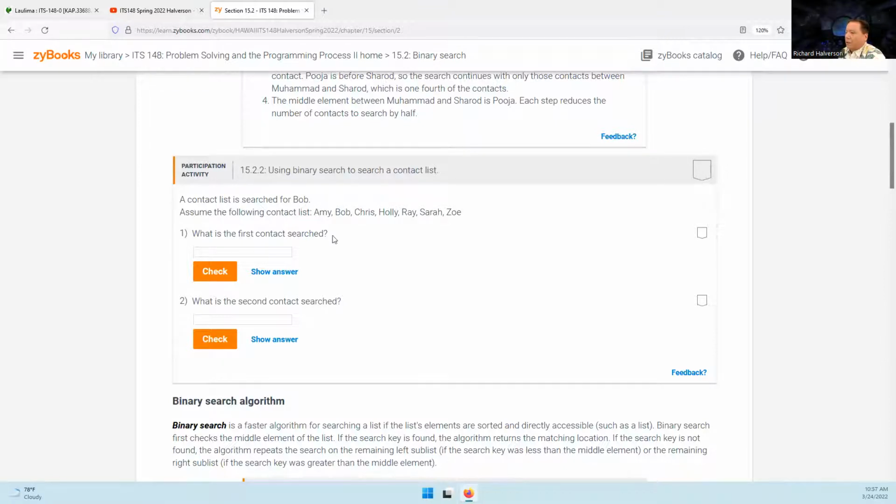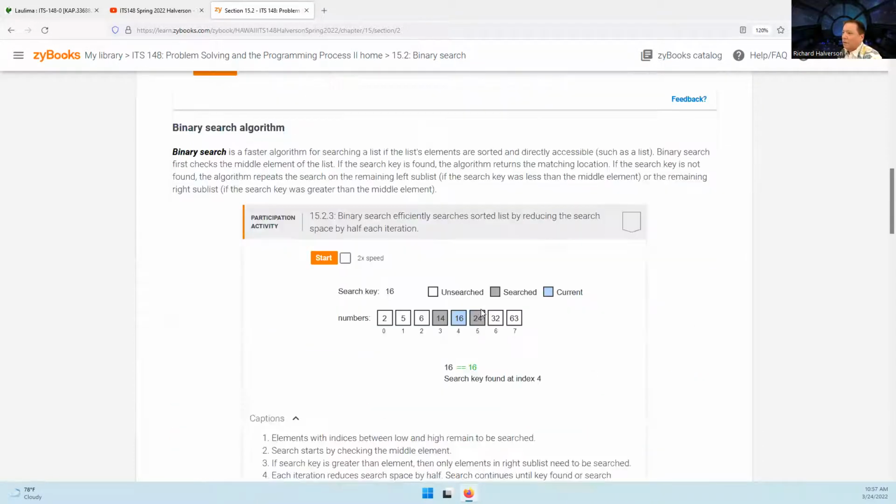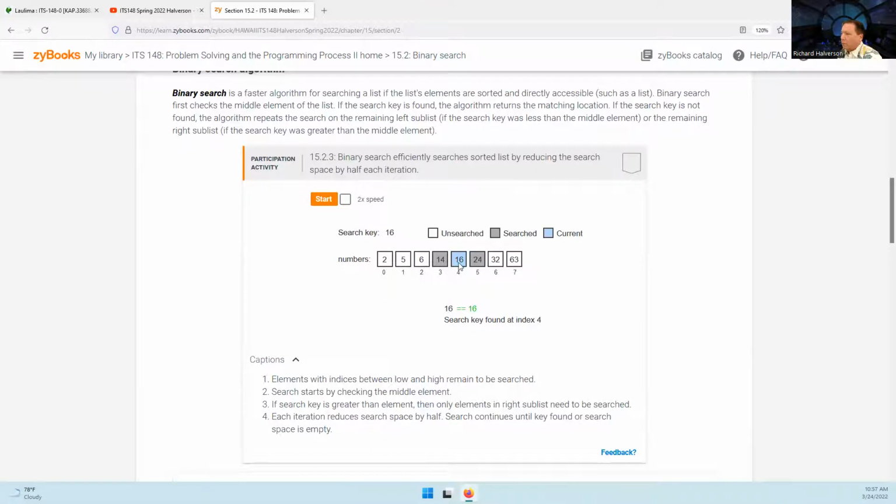So here, this cutting in half makes sure you understand how that works. What is the first element searched? 0, okay, so 1, 2, 3, 4, 5, 6, 7. 7 elements in the list. So the middle one would be Holly. I believe it's Holly. Let's see. Yes, it's Holly.